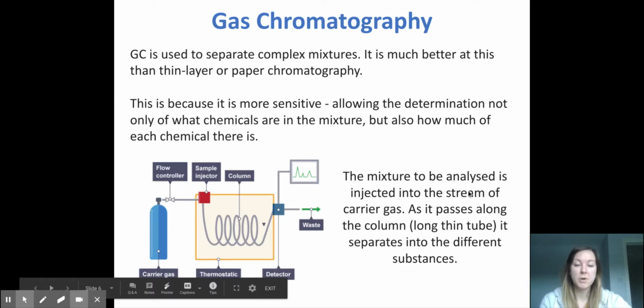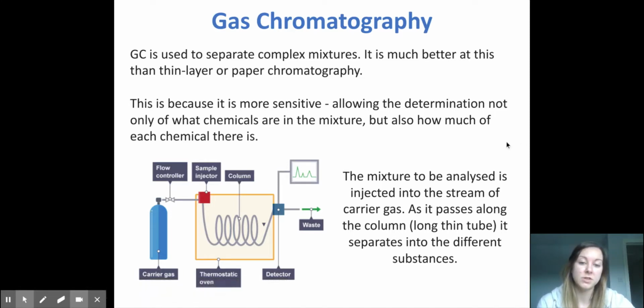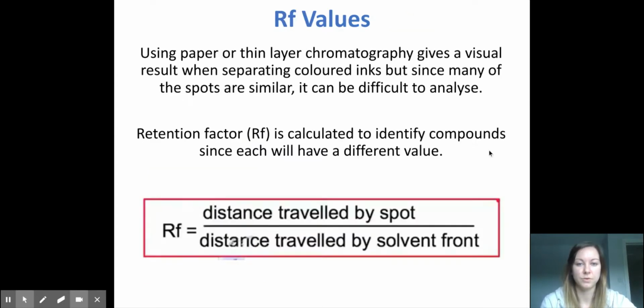This is much nicer than paper or TLC because you get a nice readout, which is a chromatogram, and it shows you the different peaks for your different substances at their different retention times. So it's far, far easier to use. So we have to have a good understanding of how to calculate RF, or retention factor values.